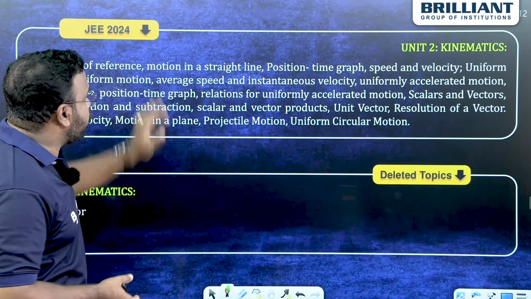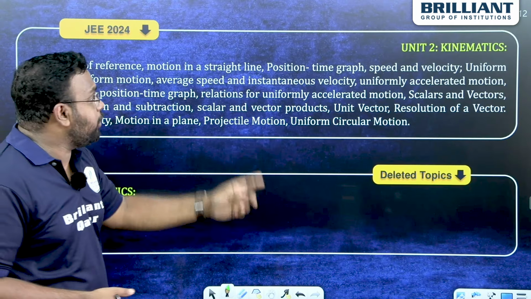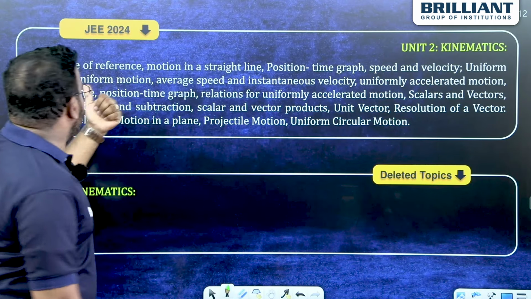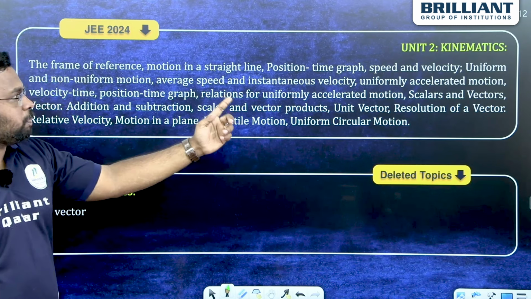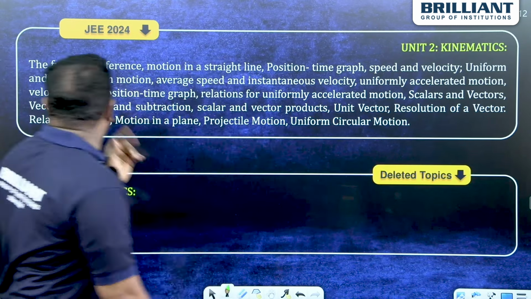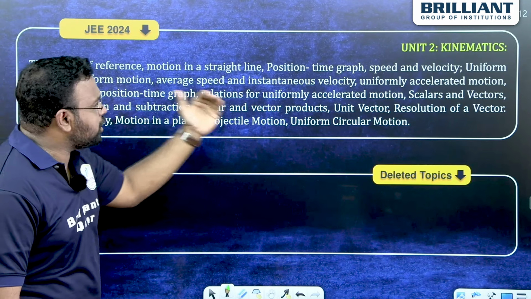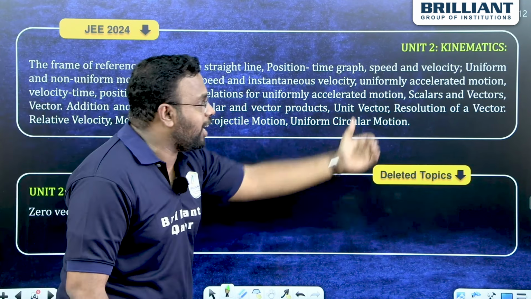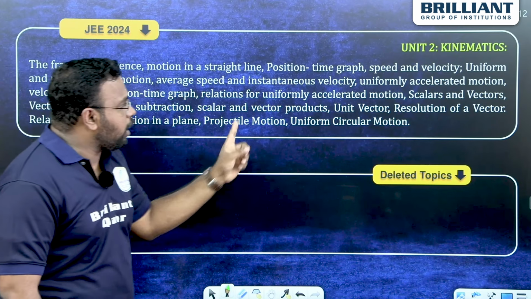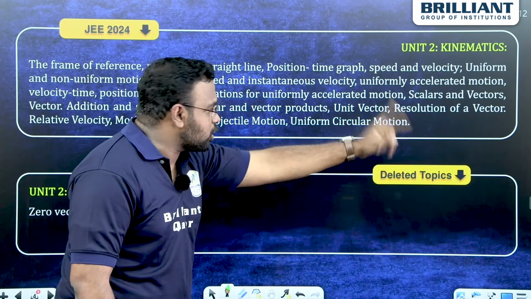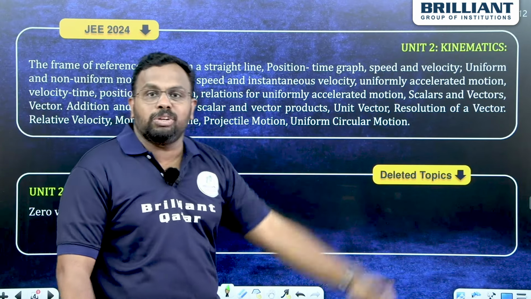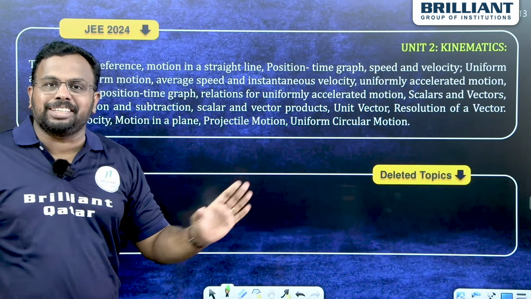Check the frame of reference, motion in a straight line, position time graph, speed and velocity, uniform and non-uniform motion, average speed and instantaneous velocity, uniformly accelerated motion, velocity time, position time, relations of uniformly accelerated motion, scalars and vectors, vector addition and subtraction, scalar and vector products, unit vector, resolution of vector, relative velocity, motion in a plane, projectile motion, uniform circular motion. Everything is there.